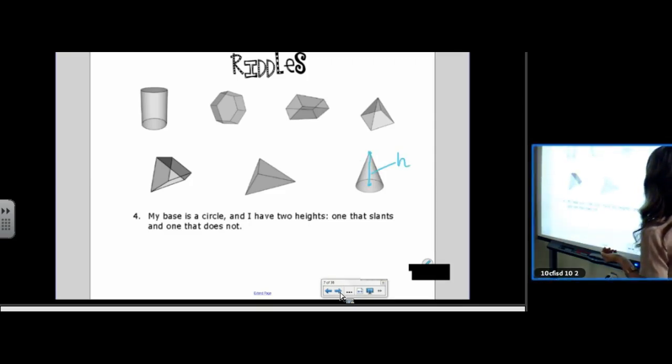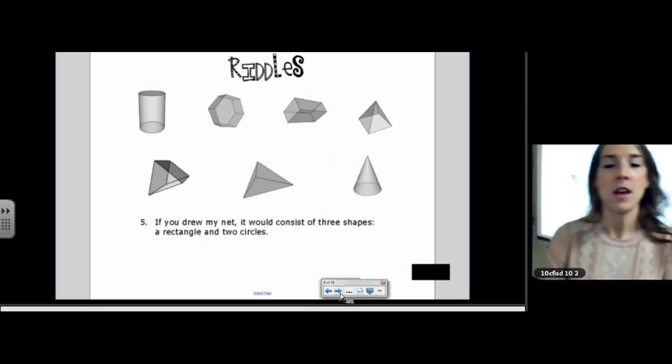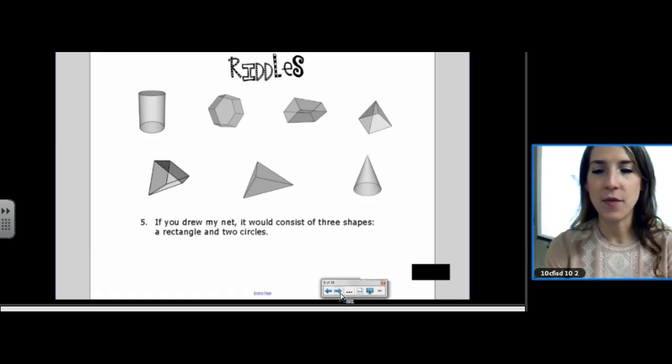But that's its height. And then that distance, the distance from A to B here, is called a slant height. Slant. If you drew my net, it would consist of 3 shapes, a rectangle and 2 circles.